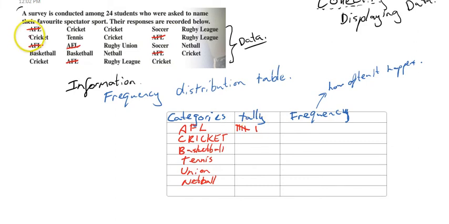Let's go through the cricket ones. 1, 2, 3, 4, 5 crickets. And I can see one more cricket there, 6. Oops, and there's one more, 7. Basketball. 1 basketball, 2 basketballs. That's all I can see for basketball. Tennis. It's 1 tennis there.